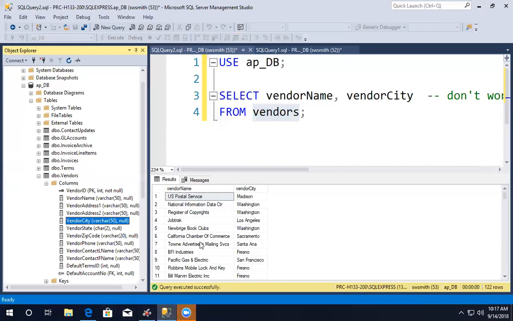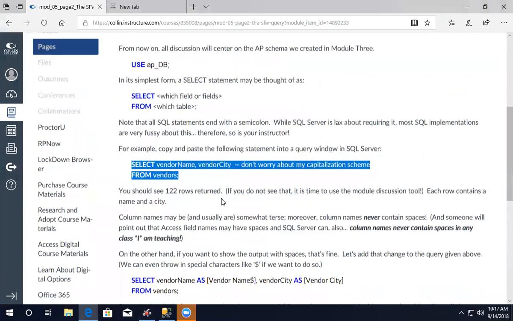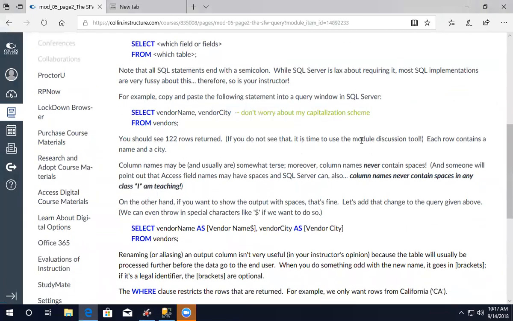Okay, therefore I don't care a whole lot about how an SQL output is formatted. It's going to get formatted later. I'll talk a little bit about formatting it later. This is fine. We just have a vendor name and a vendor city and a list of the information. Go back to 122 rows returned. If you get an error or something, you have a problem with your database creation. Well, we can fix that.